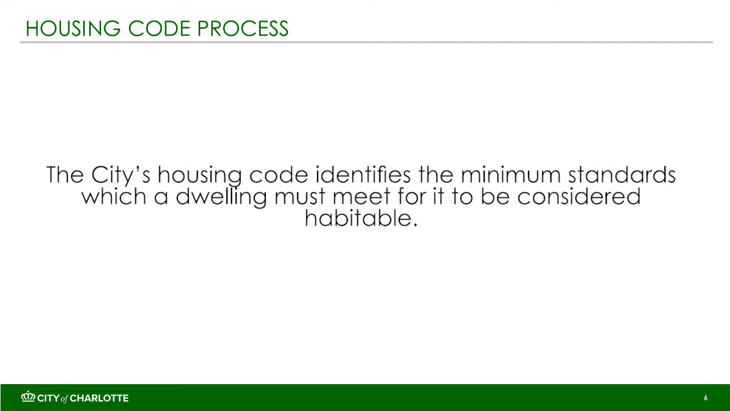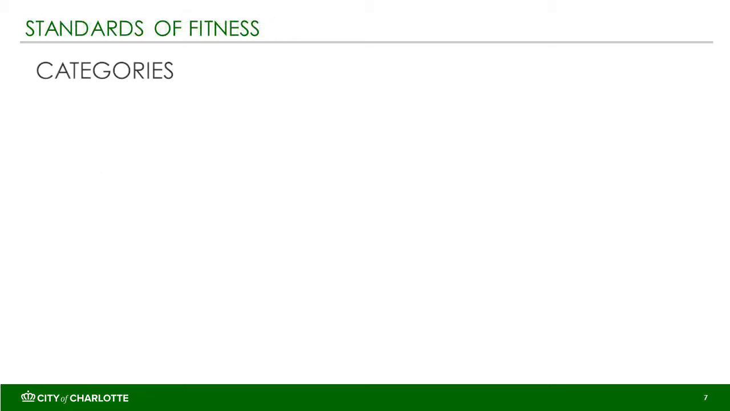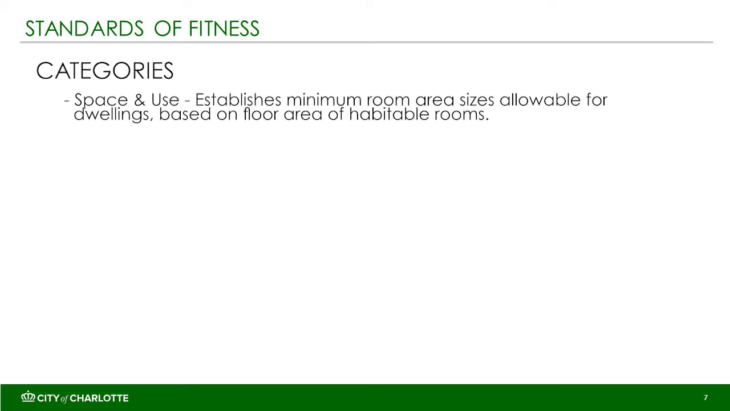The city's housing code identifies the minimum standards which a dwelling must meet for it to be considered habitable. The standards of fitness are categorized as space and use, which establishes minimum room area sizes allowable for dwellings, based on floor area of habitable rooms. Habitable rooms include rooms for living, sleeping, or eating. Minimum ceiling heights and dimensions are also established, and criteria is set forth for basements which are being used as habitable rooms. Minimum window sizes are in this section, and additional requirements include enclosing toilet and bathing facilities, access to rooms, requirements for doors, locks, smoke, and carbon monoxide detectors.